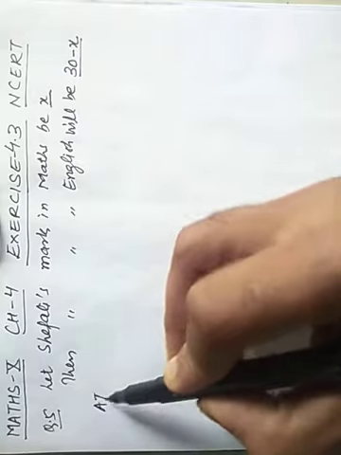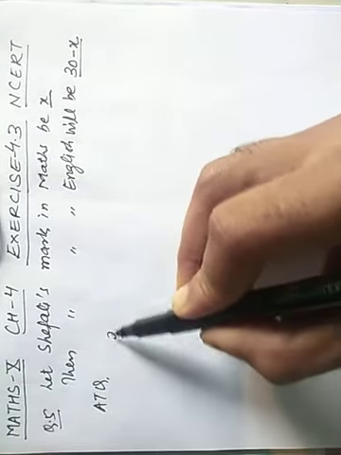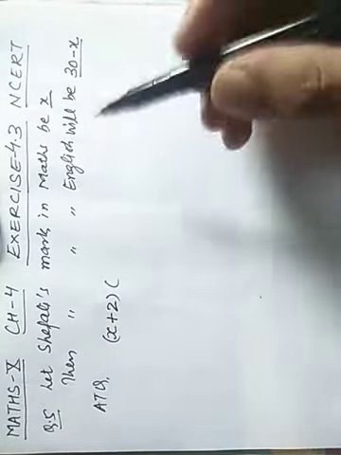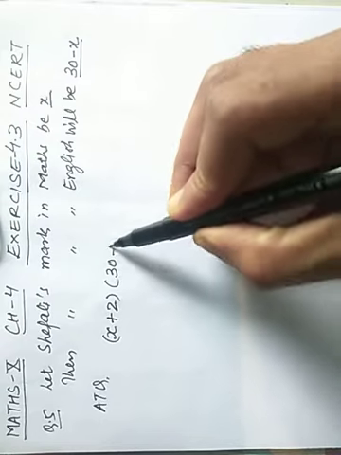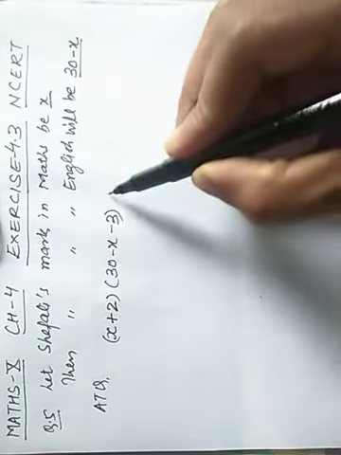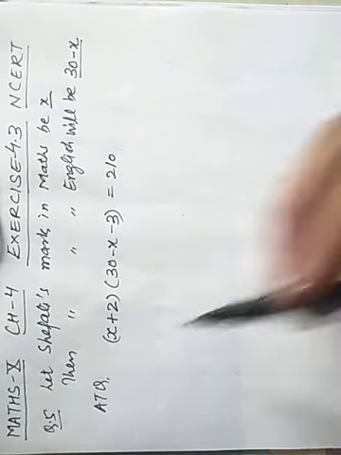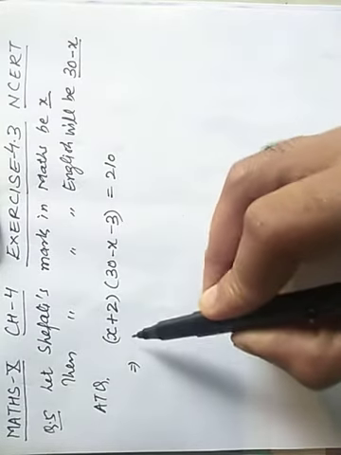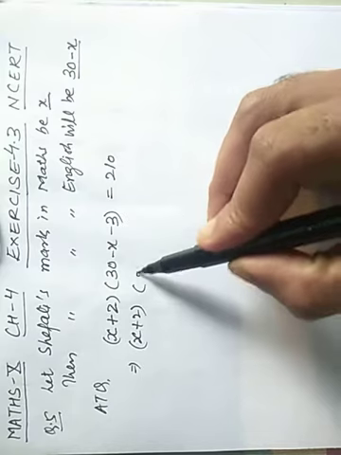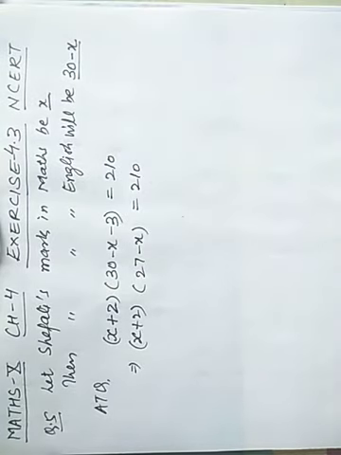According to the question, had she got 2 marks more in mathematics, then marks in mathematics will be x plus 2, and 3 marks less in English means 30 minus x minus 3, then their product is equal to 210. This is according to the question. So now let us solve this. x plus 2 into 27 minus x is equal to 210.